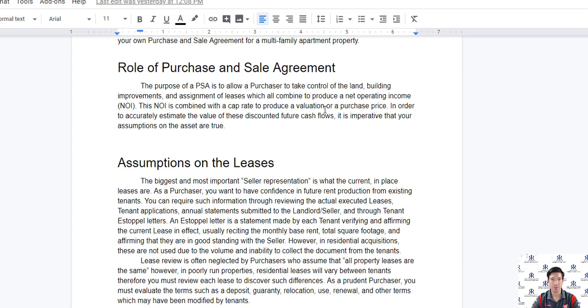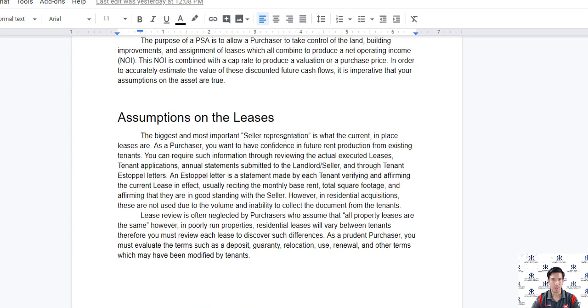The purchase and sale agreement can be 20, 30, 50 pages long. And so you don't want to invest all that time and money to create a purchase and sale agreement if the seller's not going to agree. So again, the most important part is the leases. And what's different about a multifamily property is the sheer volume of leases. You know, you're going to have a few dozen or a few hundred leases.